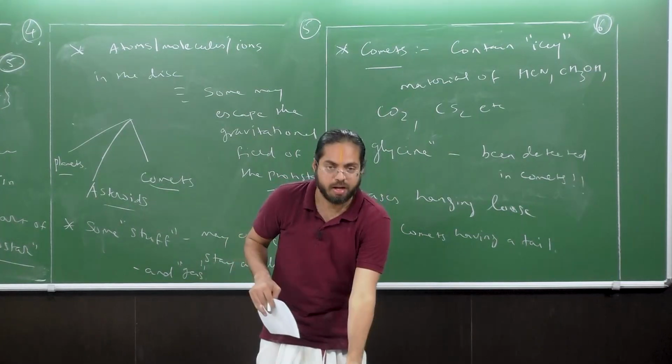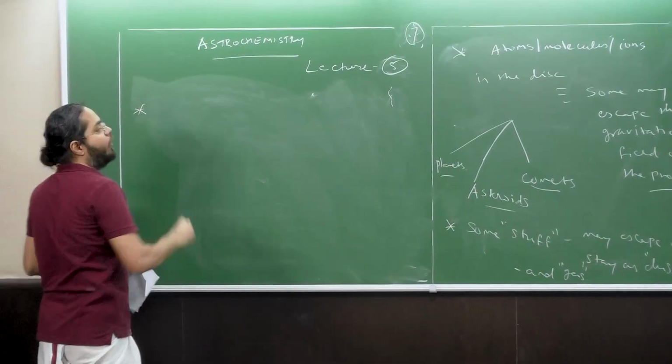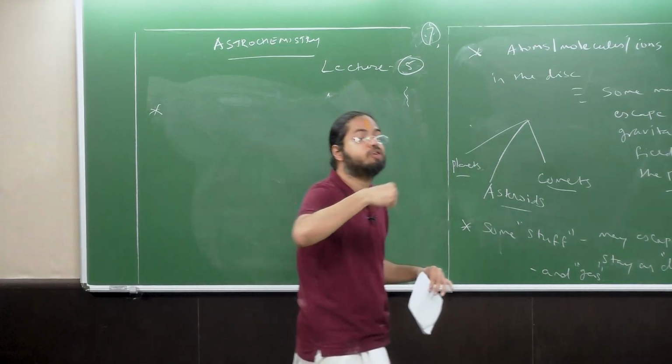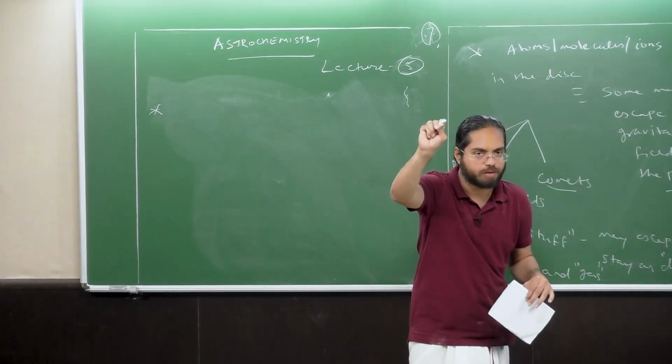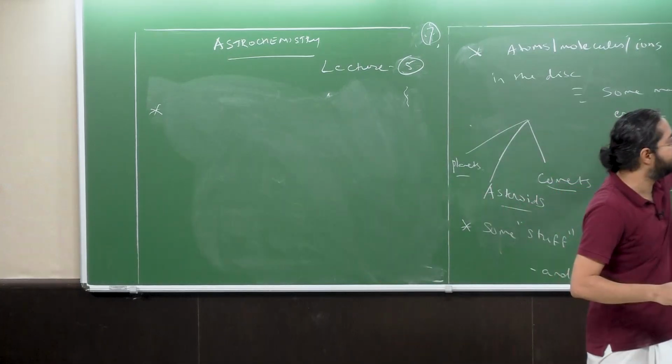Now the last thing I want to talk to you about is comets. When you observe a comet using a telescope, you notice a comet as a fuzzy object, not as a single bright point. Why do we see it as a fuzzy object? Because it has loosely bound gases and solid material.